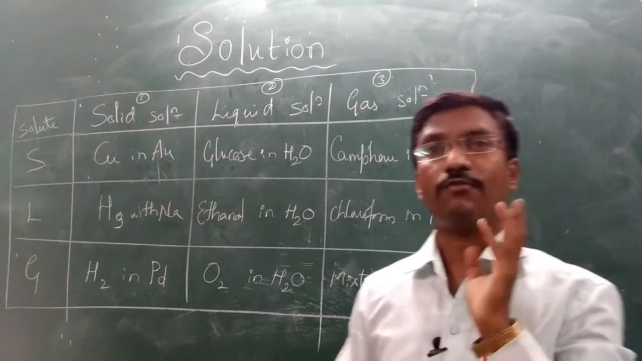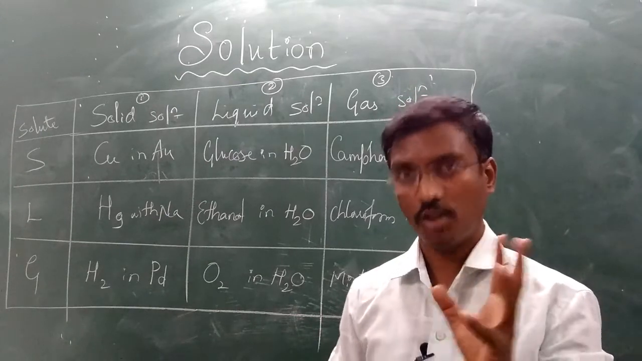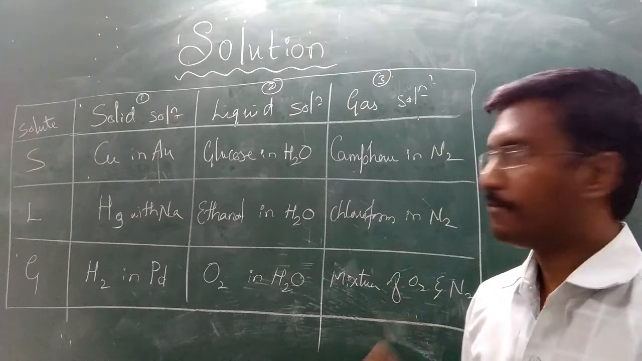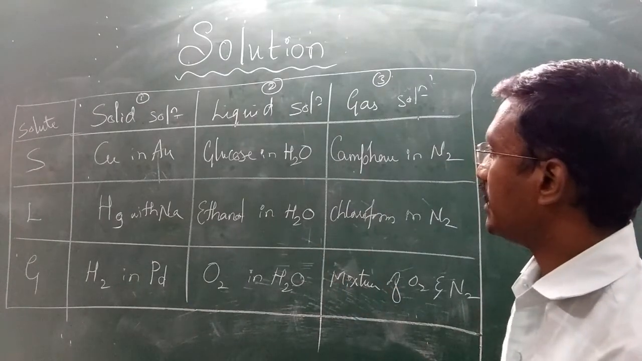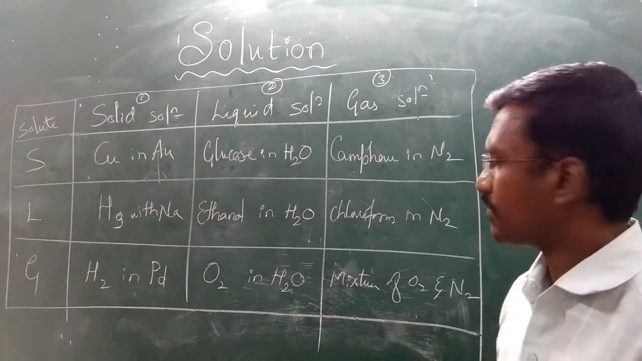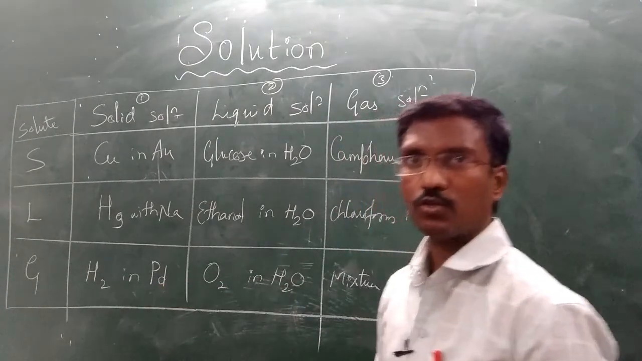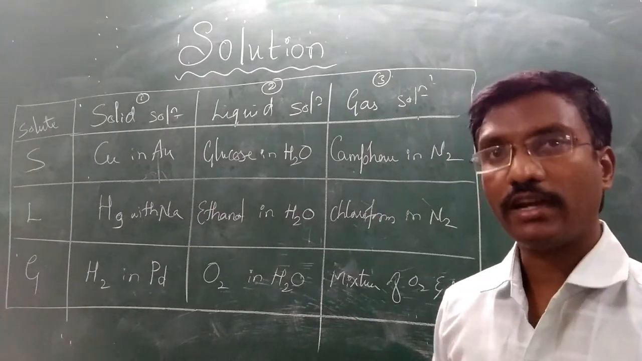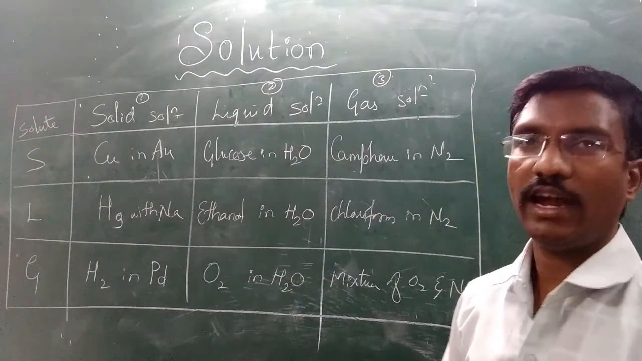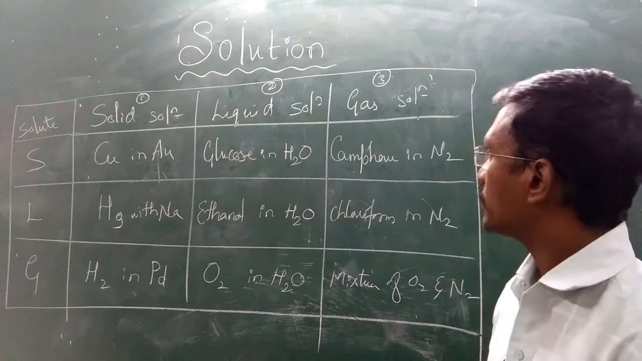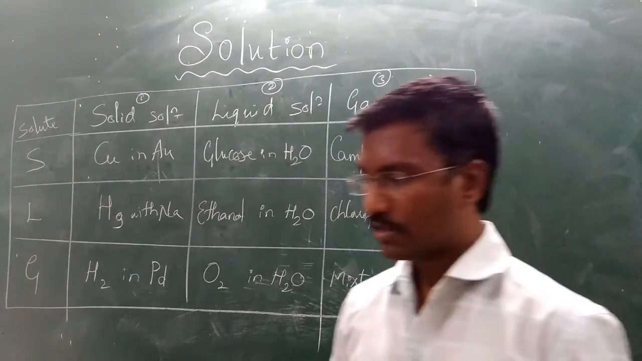In this chapter, the first important portion you have to concentrate on is this example. This example is most important, so it will be asked in their own choice. Sometimes they will ask you, hydrogen is dissolved in palladium, so write the solute and solvent present in the solution. They will give you such kinds of questions. So this is important.